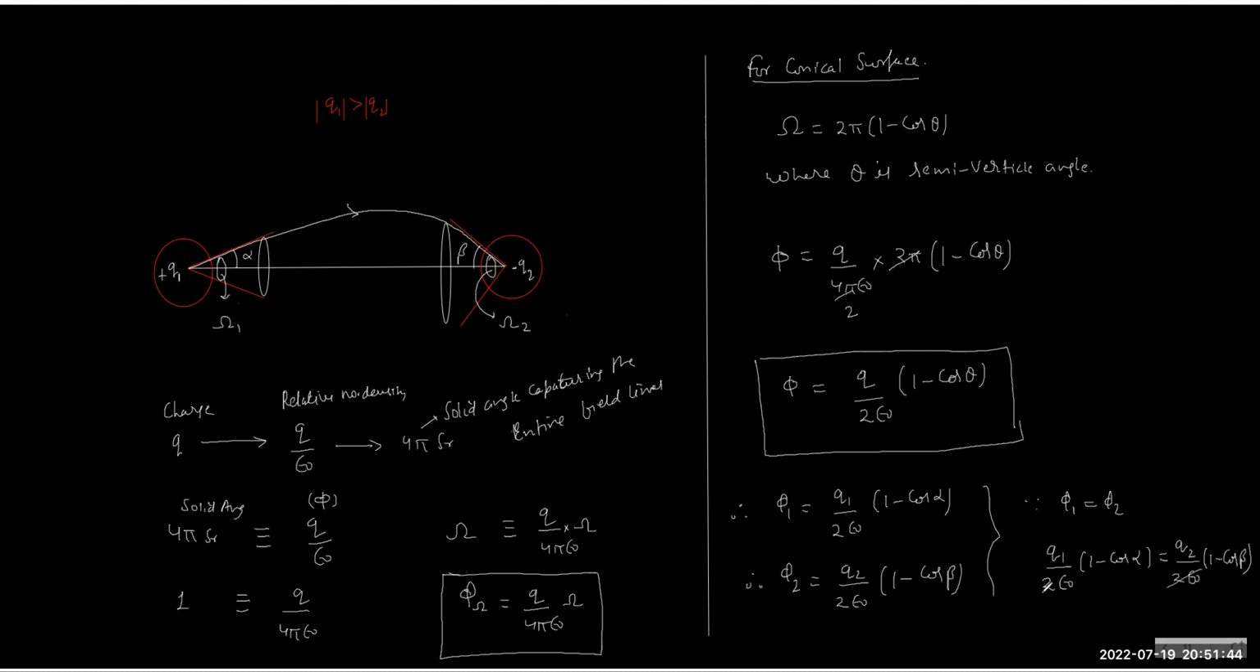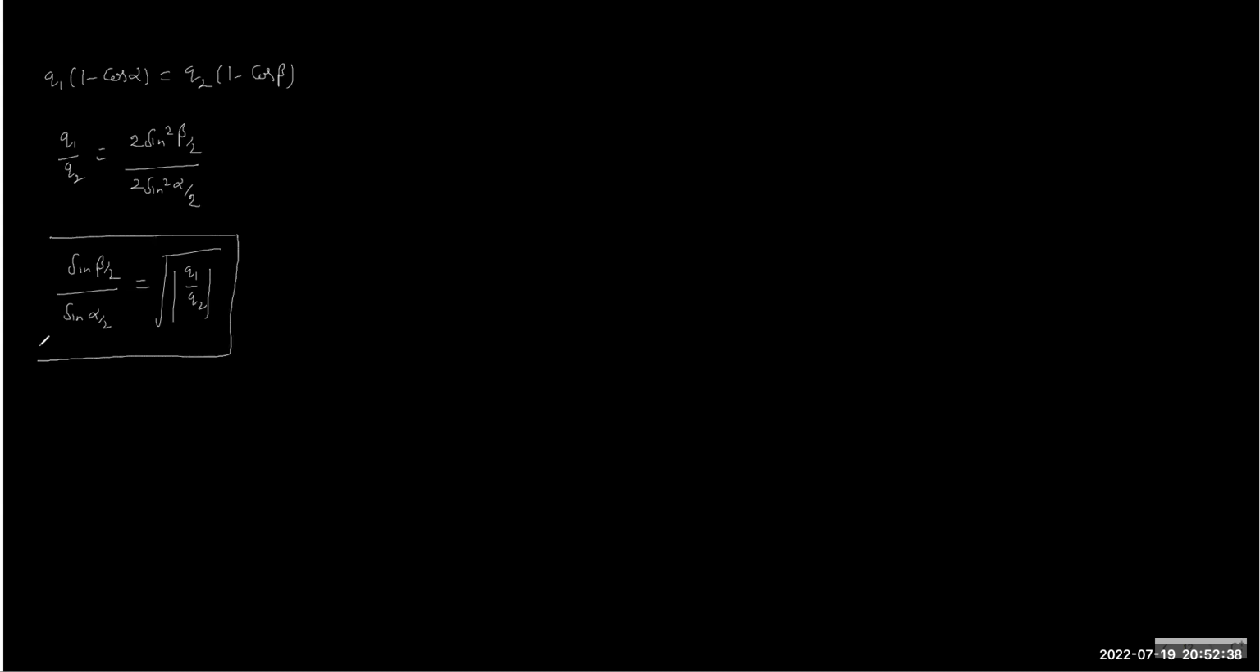So you can write like this, you can solve this. So what we are left with is Q1 into... so Q1 by Q2 is... that is a formula for the 1 minus cos alpha. So this is the relation between charge and the alpha beta.